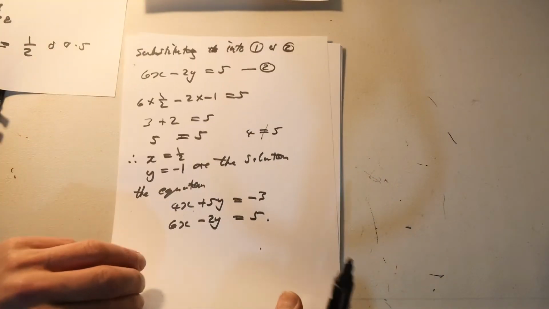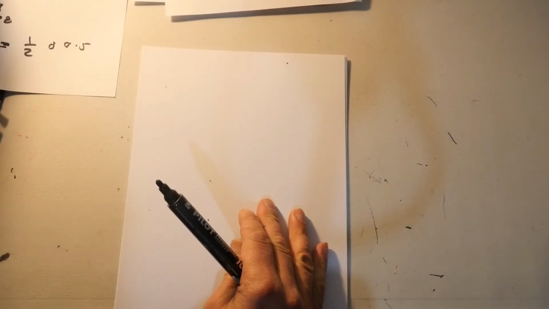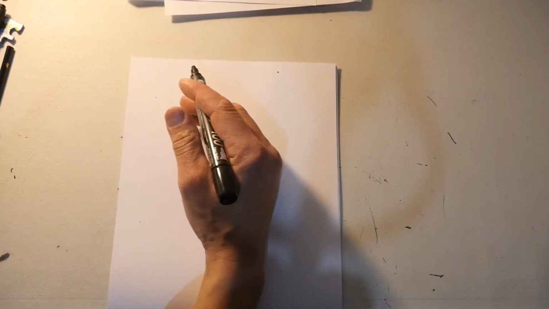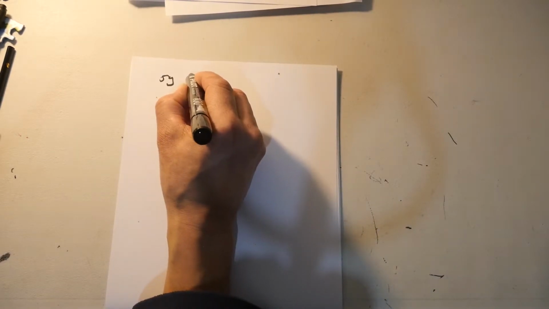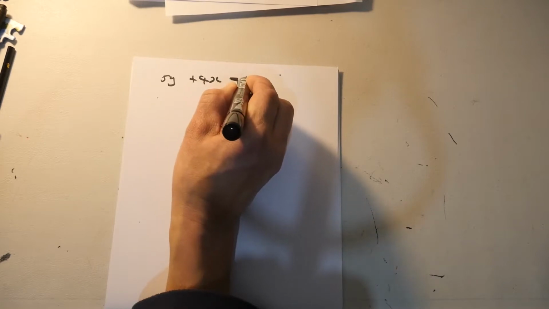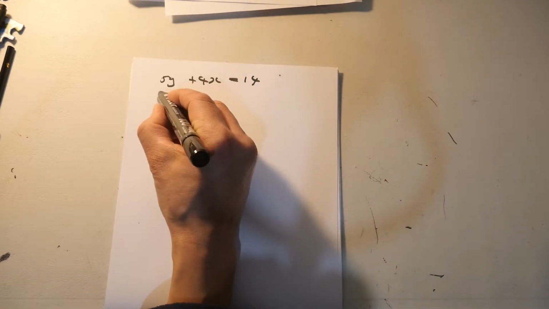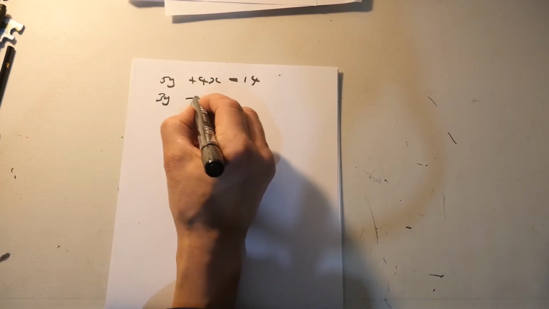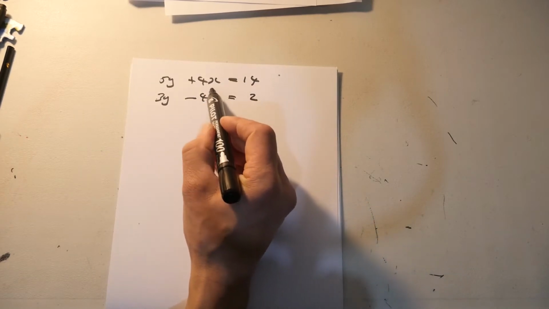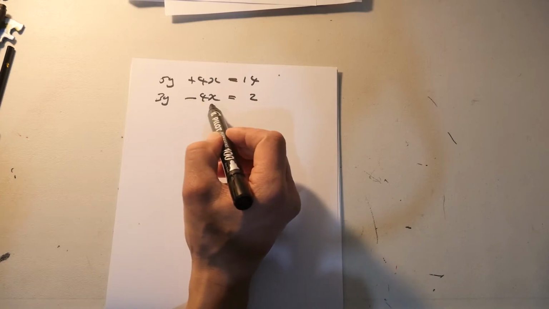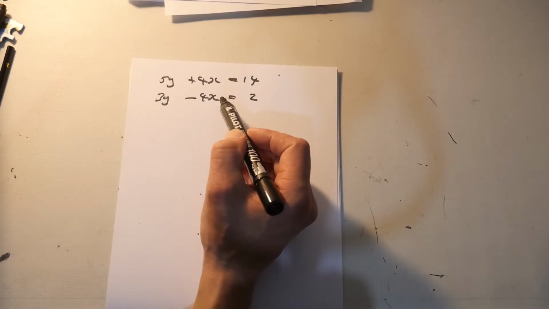So next example. I shall pick another example. 5y plus 4x equals 14, 3y minus 4x equals 2, okay?